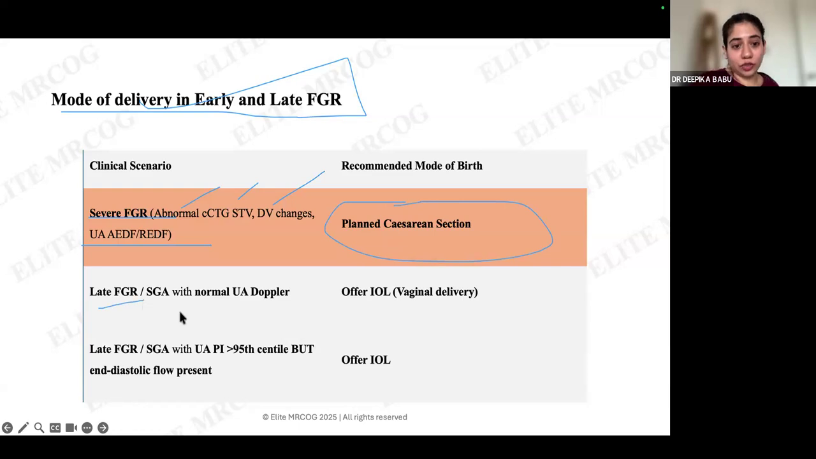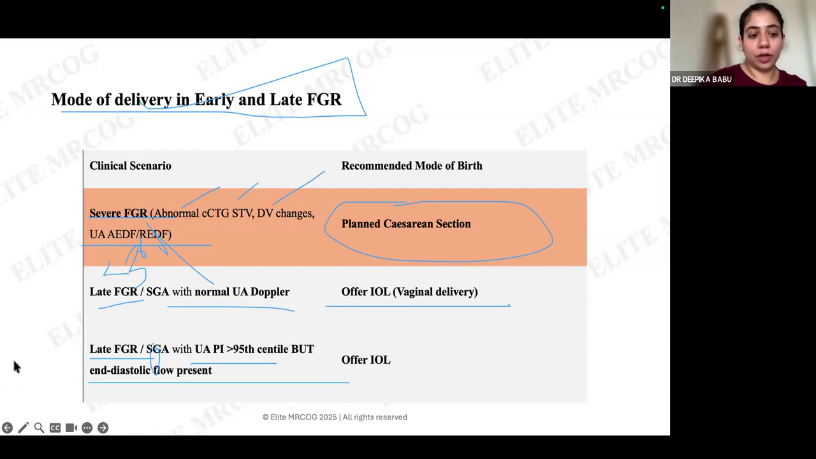If it is a late onset FGR, like less than third centile, and SGA with normal umbilical artery Doppler, then offer induction of labor. Even late onset FGR with umbilical artery Doppler more than 95th centile, but end diastolic flow still present, then offer induction of labor. Clear? Clear, everybody?